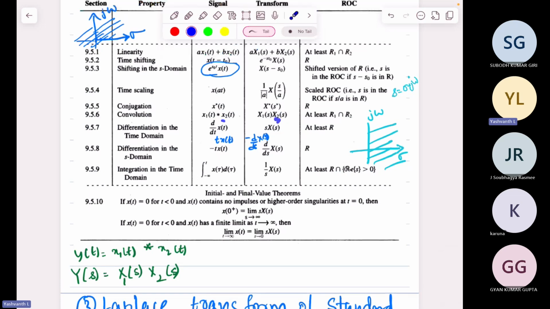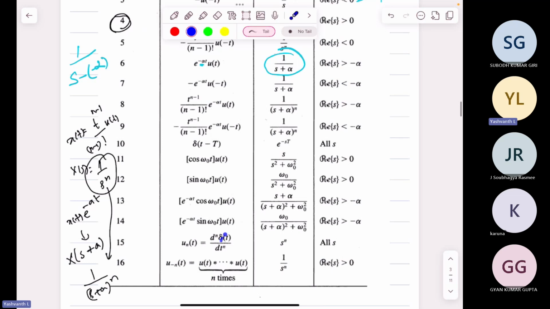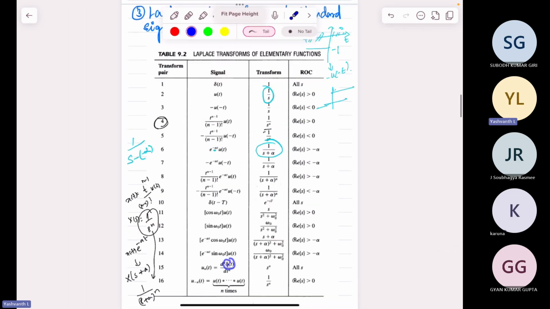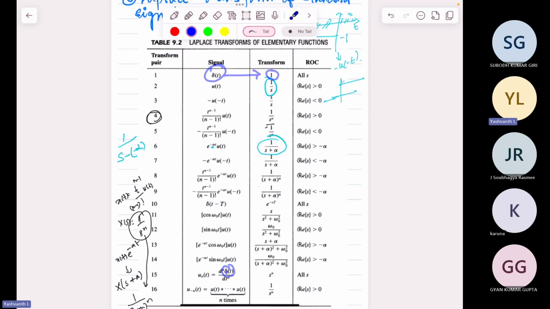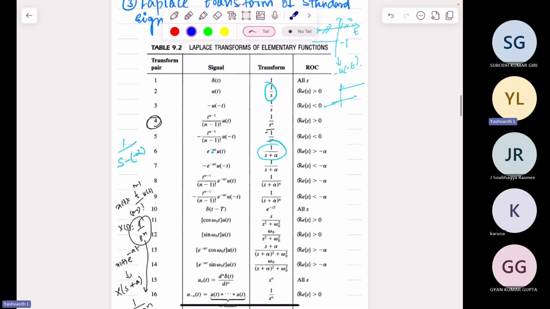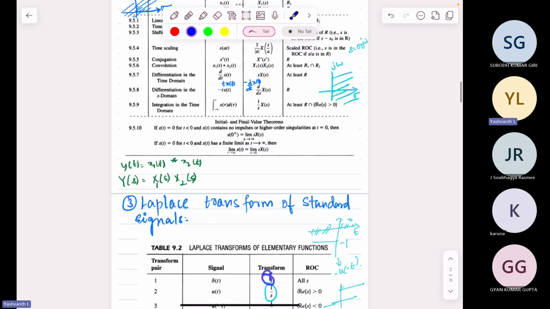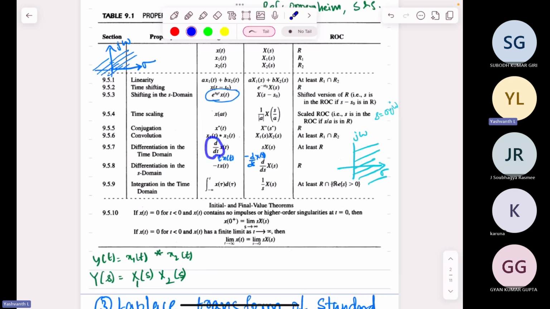Okay, this property says d by dt of x of t will have the Laplace transform s times X of s. Now delta of t, look at this table, has a Laplace transform of 1. Therefore, if I differentiate delta of t n times, I have to multiply by s n times. Delta of t has a Laplace transform 1, and as per this property, if I differentiate once, I multiply by s. X of s is anyway 1 if x of t is delta of t.